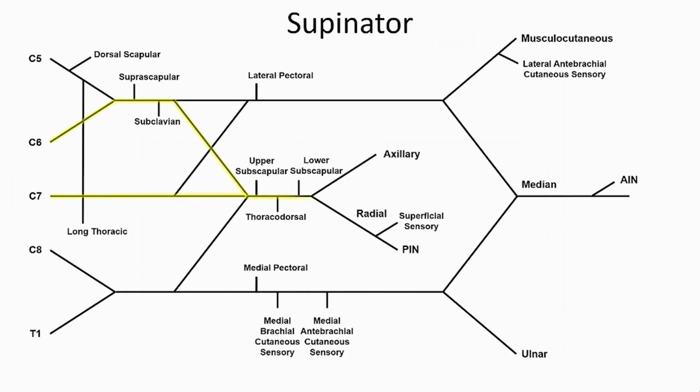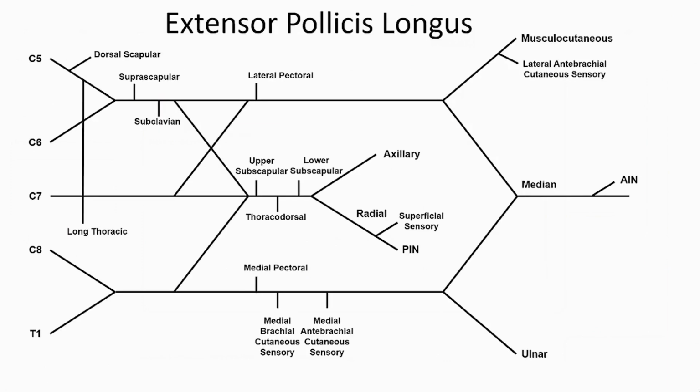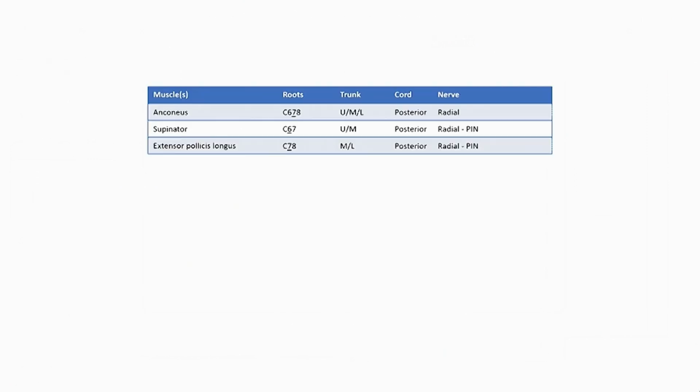Supinator, C6 and 7, upper and middle trunks, posterior cord, radial nerve, posterior interosseous nerve branch, primarily a C6 muscle. Extensor pollicis longus, C7 and 8, middle and lower trunk, posterior cord, radial nerve, posterior interosseous nerve branch, primarily a C7 muscle.